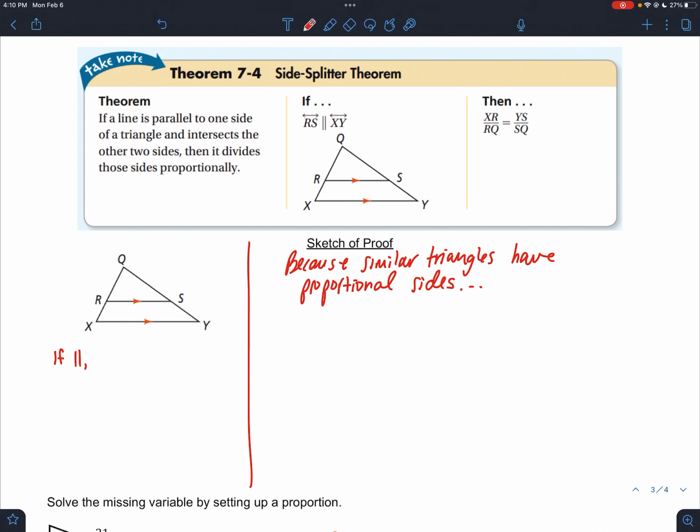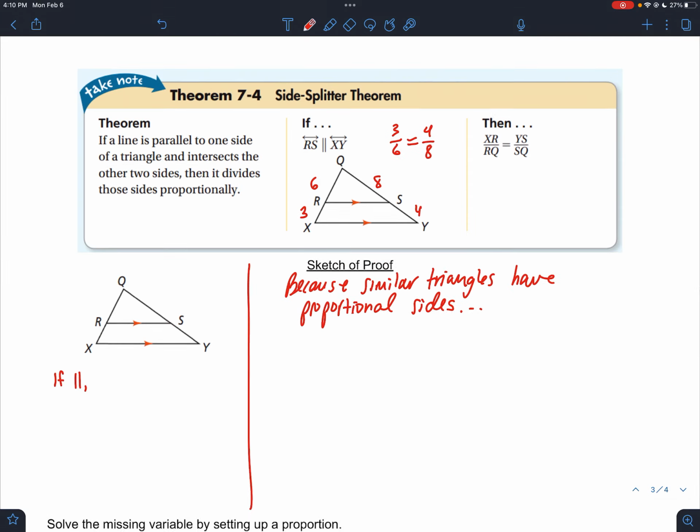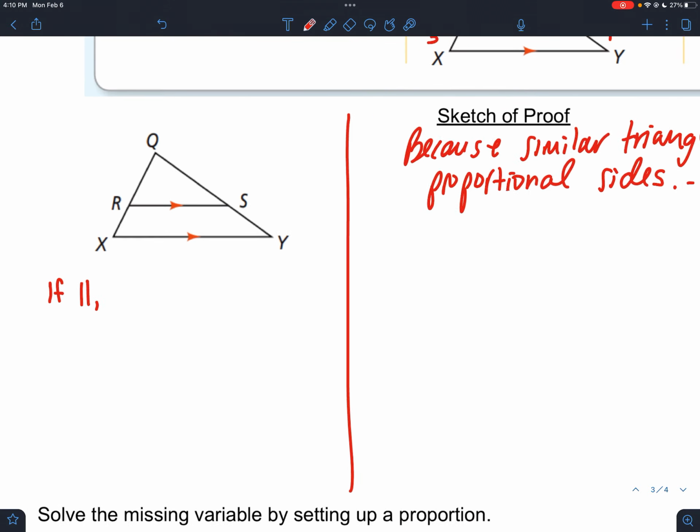So if we have this figure where there are parallel lines there, what we can show is that this side in a ratio with this one, it's the same ratio as this to this. So for example, if this was 3 and 6, and maybe this was 4 and 8, 3 over 6 is 4 over 8. That's what this is getting at. Pretty neat, but we don't really have an immediate reason why that's true, so we gotta maybe sketch a proof of it.